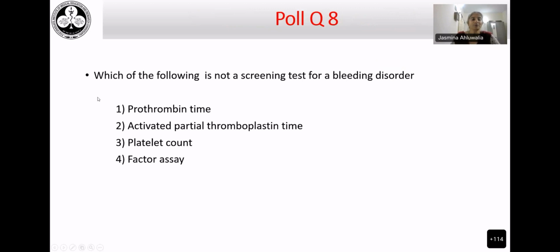So this brings me to the last poll question. Which of the following is not a screening test for a bleeding disorder? Prothrombin time, activated partial thromboplastin time, platelet count, or a factor assay? Please poll.